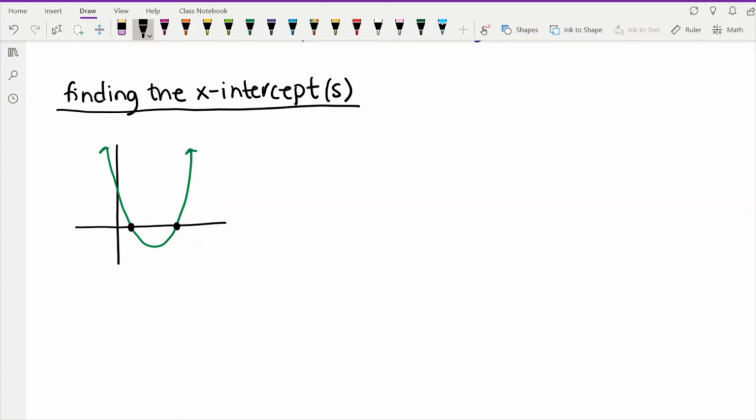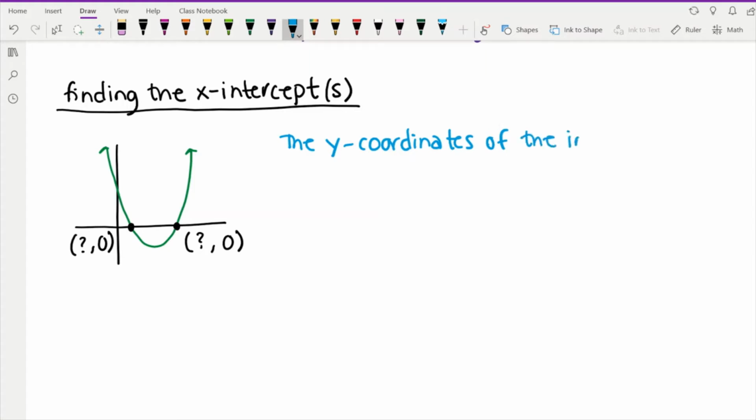Well, we can tell that the y-coordinate is 0, right? Because if your graph is going through the x-axis, that is going to be exactly when y is equal to 0. So I'm going to label each of these points with a question mark for the x-coordinate, because we don't know what the x-coordinate is, but we do know for sure that the y-coordinate is 0. So by the same kind of reasoning as above, let me write this down: the y-coordinate of the x-intercepts are always 0.